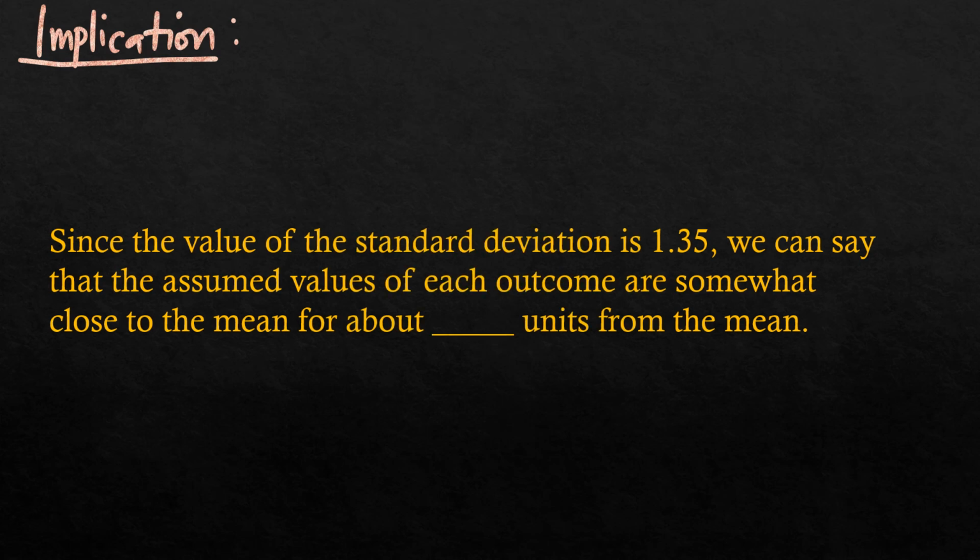Further implication tells us that since the value of the standard deviation is 1.35, we can say that the assumed values of each outcome are somewhat close to the mean, about 1.35 units from the mean.